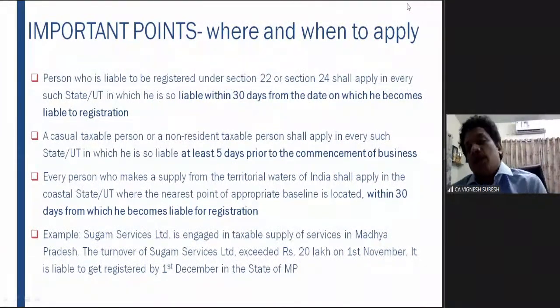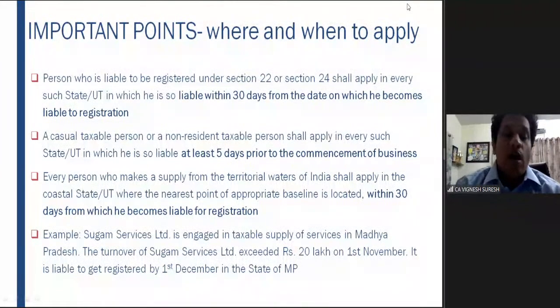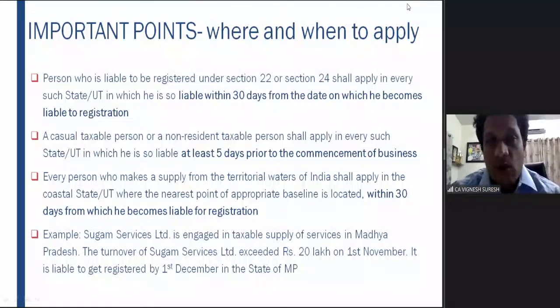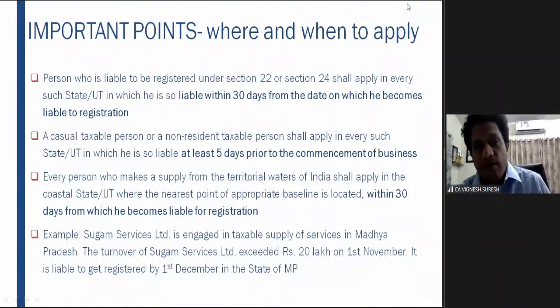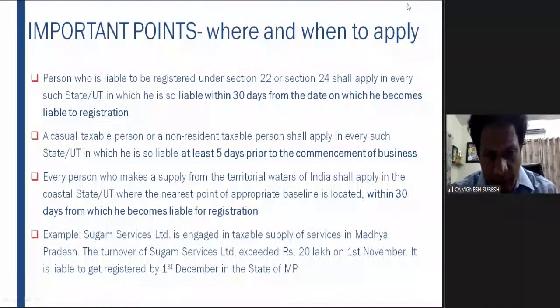So for a person who is making a supply in the territorial waters, in which state will he fall? You have to see the state or union territory wherever the nearest point of the baseline of the respective Indian map is located, the nearest state to the waters. That has to be considered. Within 30 days from when he becomes liable for registration, he has to apply to that particular state.